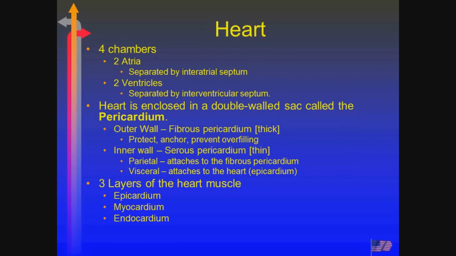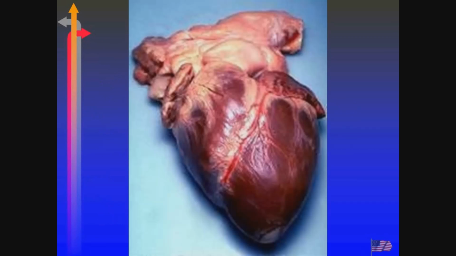The heart is encased in a sac called the pericardium, of which it has a couple different portions: an outer wall that is very thick and fibrous, and the inner wall of the pericardium that is on the thin side. One portion is the parietal surface, and one portion is the visceral surface, similar to the pleura. And then we know about the 3 layers of the heart, the epicardium, myocardium, and endocardium. That should all be reviewed.